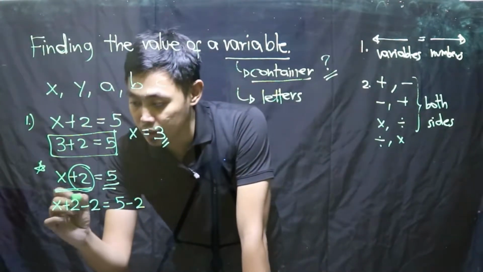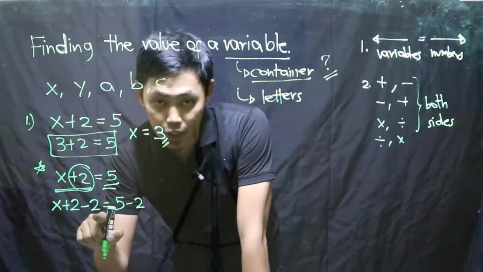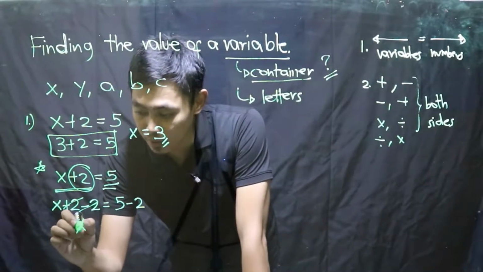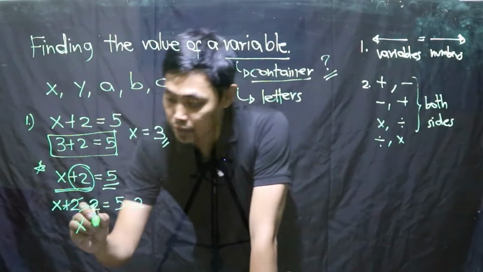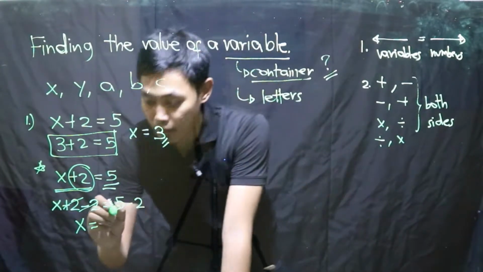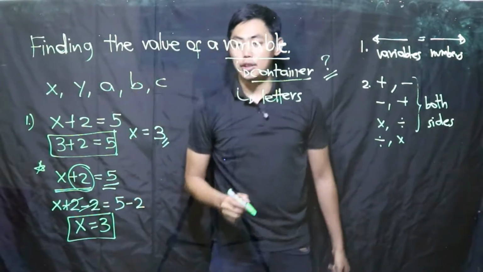The 2 will be cancelled here, since positive 2 minus 2 is 0. So X is equal to 5 minus 2, which is 3. So we have the answer, 3.